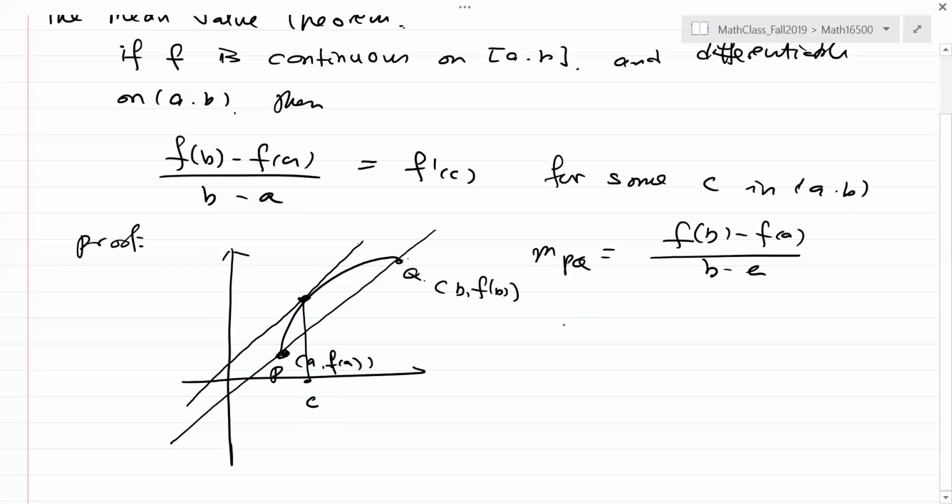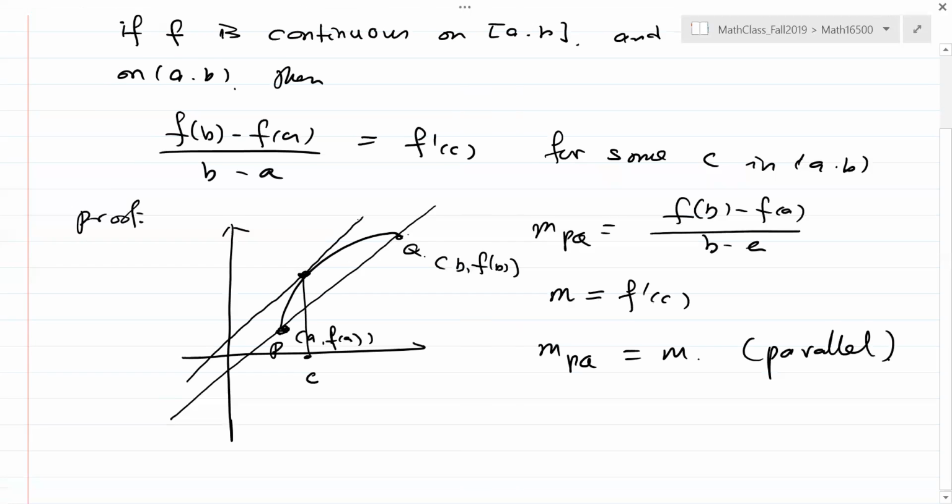The slope of this tangent line is going to be the derivative of the function. Since they're parallel, they should be equal: m of PQ should be equal to m because they're parallel. That's the proof, which gives you the argument for the theorem. So that's called the mean value theorem.